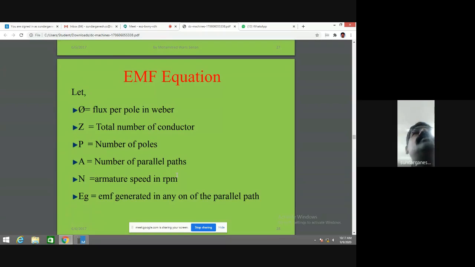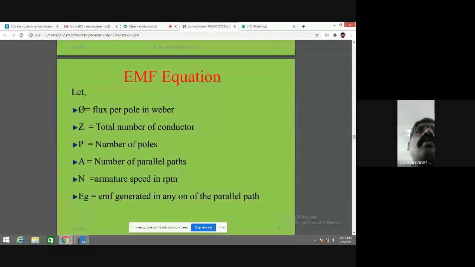Z means the total number of conductors. This is the total number of conductors in the armature, so we represent the conductors as Z. P, I have already told you, is the number of poles. A, I have already told you, is the number of parallel paths. Next one is N. N is the armature speed in RPM.